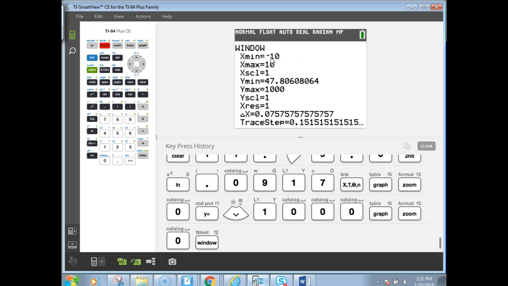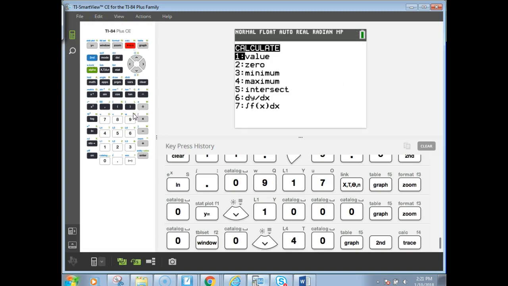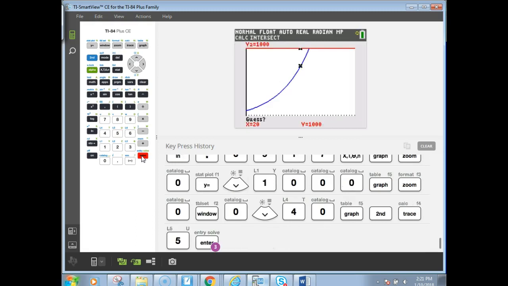We don't care about the past, so let's put in 0 for the years, which is your x value. And then let's put, like, I don't know, 40 for our x max. See what happens. I think that's going to work. There we go. All right, it's looking like maybe about halfway, so probably about 21, 22 years. Let's see. Second trace. Calculate the intersection, 5, enter, enter, enter. Yep, 23.16 years.